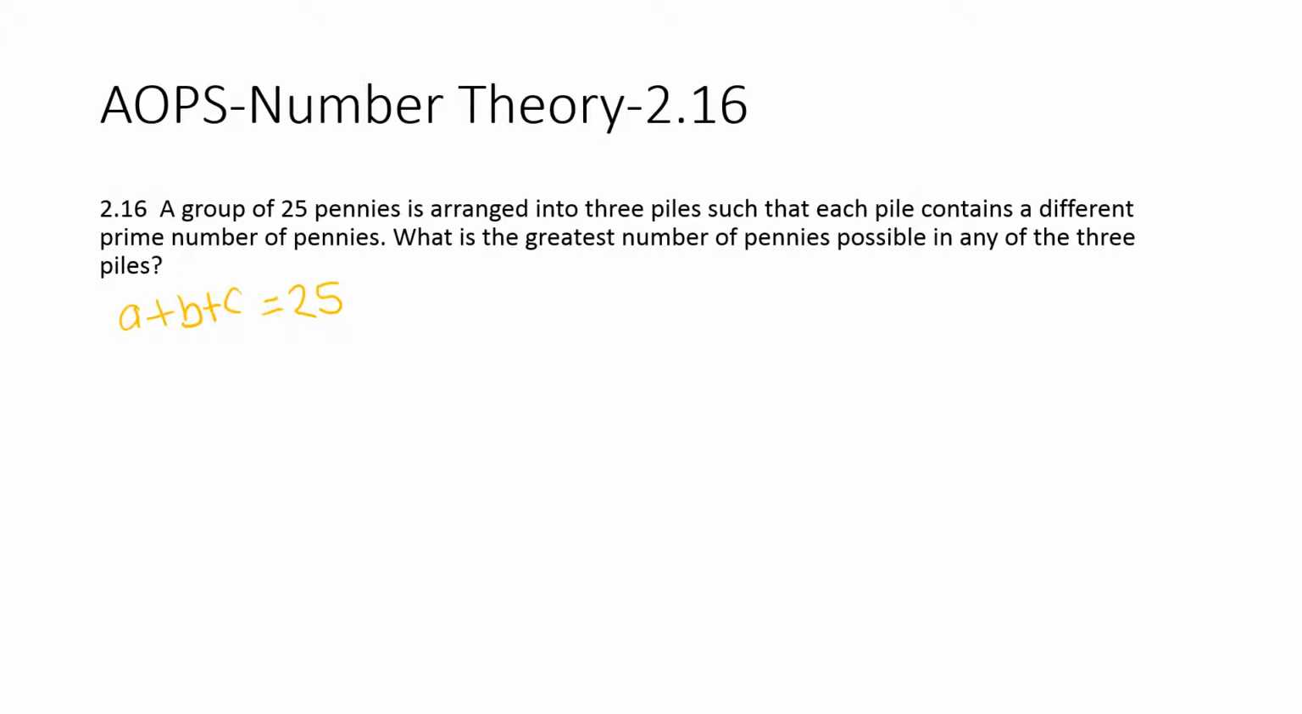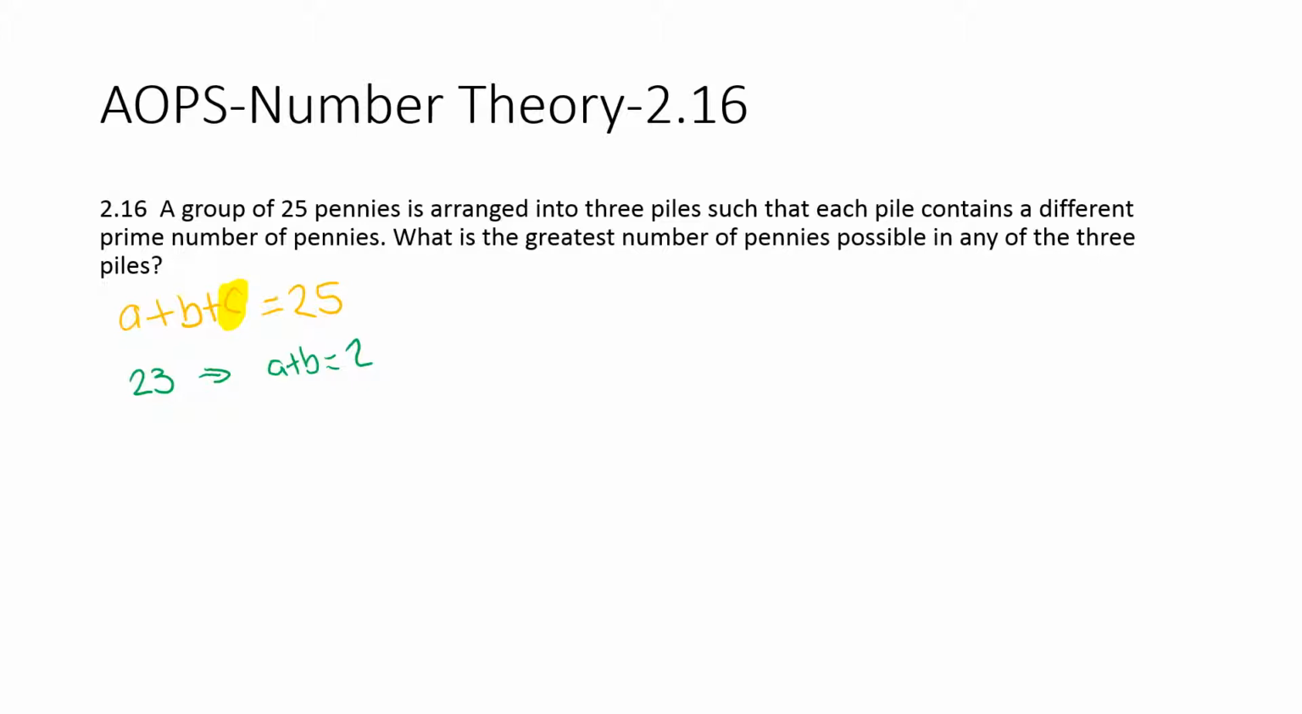So since it's equal to 25 and we want C to be the biggest value it can be, we're going to test it down. So the greatest prime number less than 25 is 23. So if C is 23, that means A plus B is equal to 2, and that's not possible if A and B are both different prime numbers.